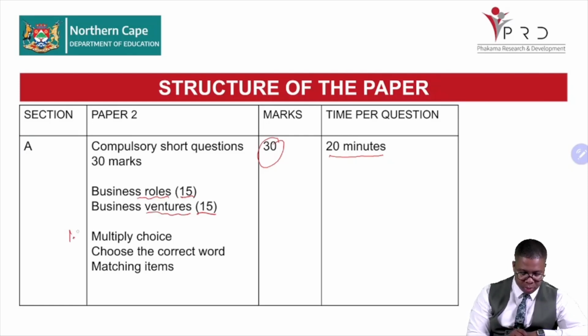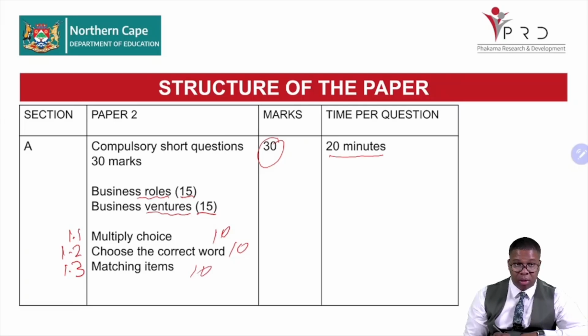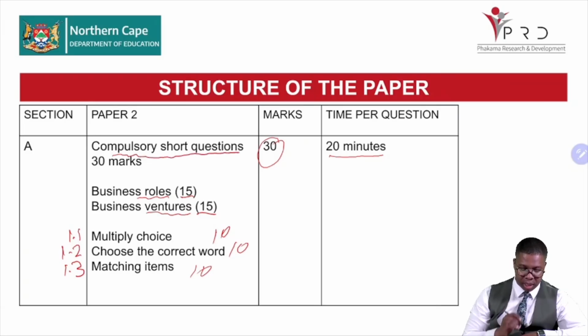Then you'll be having 1.1 in your section A, and 1.2 together with 1.3. So you should know that each is allocated 10, 10, 10. That's how you're going to be assessed for section A. What is very, very important is that these are compulsory short questions, meaning everything is compulsory.